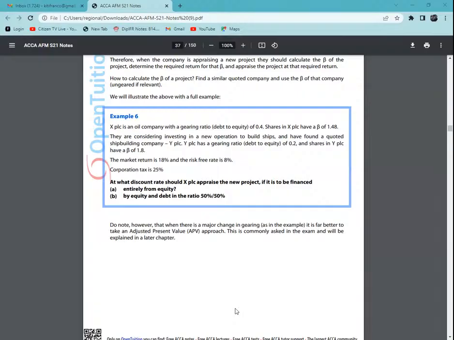Now, from there, ladies and gentlemen, we have a corporation tax rate of 25%. So then what discount rate should XPLC use to appraise the new project if it is to be financed, A, entirely from equity, and B, equity and debt in the ratio of 50-50. So let's agree one thing. Should I do this question directly, or I give you 1, 2, 3 minutes, you try the question yourselves?